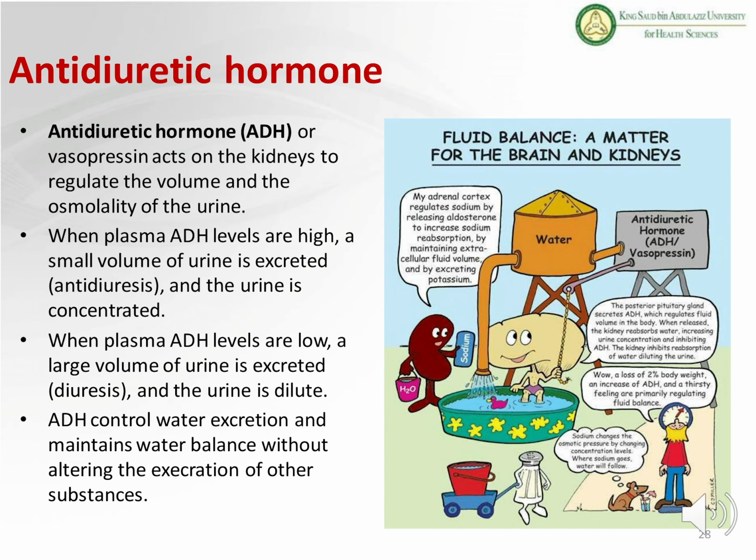So ADH, or vasopressin, acts on the kidney to regulate the volume and the osmolarity of the urine. When plasma ADH levels are high, a small volume of urine is excreted. So it is antidiuresis, and the urine is concentrated. When plasma ADH levels are low, a large volume of urine is excreted, diuresis, and the urine is diluted. We have mentioned this. So ADH controls water excretion and maintains water balance without altering the excretion of other substances.